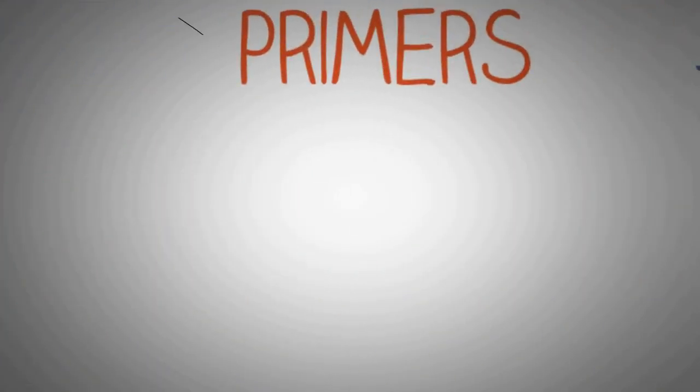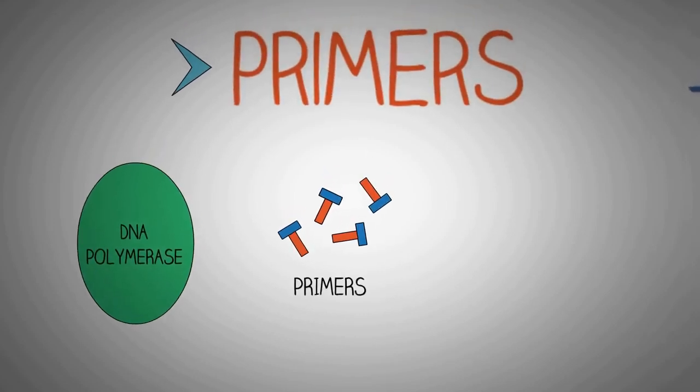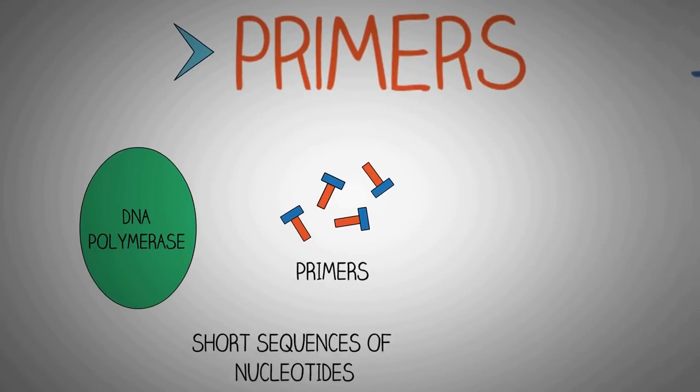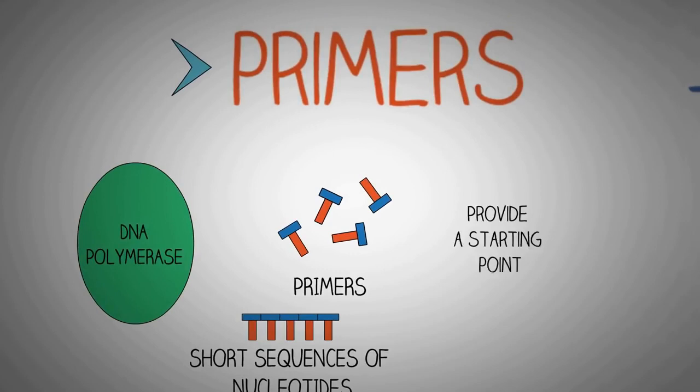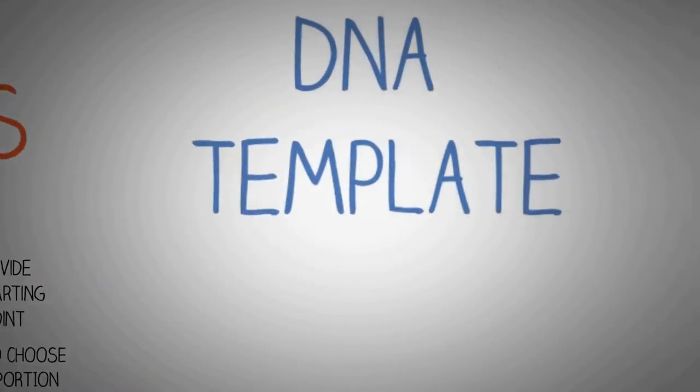The second important thing that we need to perform PCR are the primers. If you have watched the videos on DNA replication, you know that DNA polymerase needs primers to start the reaction, as the polymerase cannot initiate this reaction but can only propagate it. PCR primers are short sequences of nucleotides, usually around 20 nucleotides in length. Primers provide a starting point for DNA synthesis. Primers are also important as they help to select the exact portion of DNA that will be amplified. And we use 2 such primers in each PCR reaction, and they are designed so that they isolate the target region of the DNA to be copied.